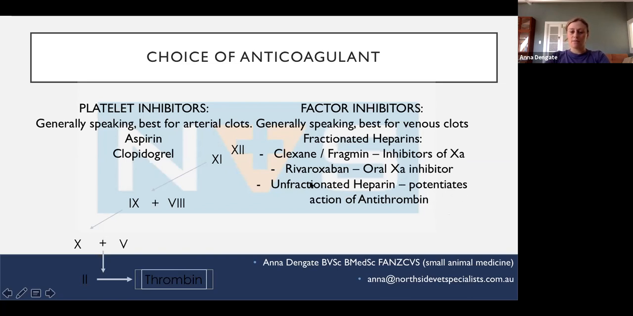So the reason why it's so important to know if a patient is losing protein is if they've lost antithrombin, heparin won't work. Unfractionated heparin potentiates the action of antithrombin. So if you don't have antithrombin, the heparin doesn't work predictably. So you have to rely on one of these inhibitors of factor 10A instead, or a fractionated heparin.